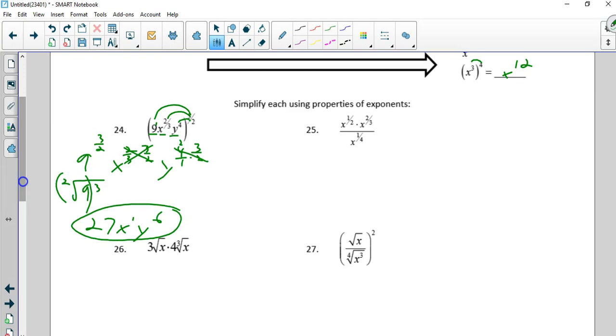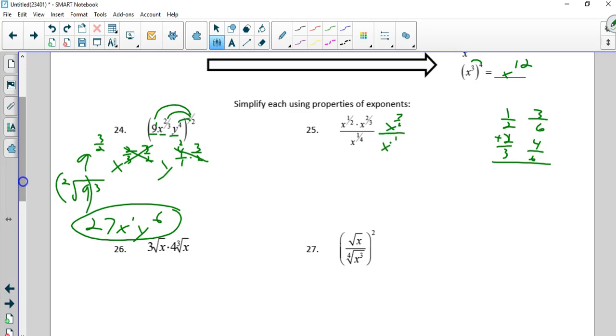Here, at first, we're going to add the exponents on the top. But we need to find a common denominator, which is going to be 6. So it's going to be 2 times 3, so 1 times 3, 3 times 2, 2 times 2. That's going to be 7/6 on top.